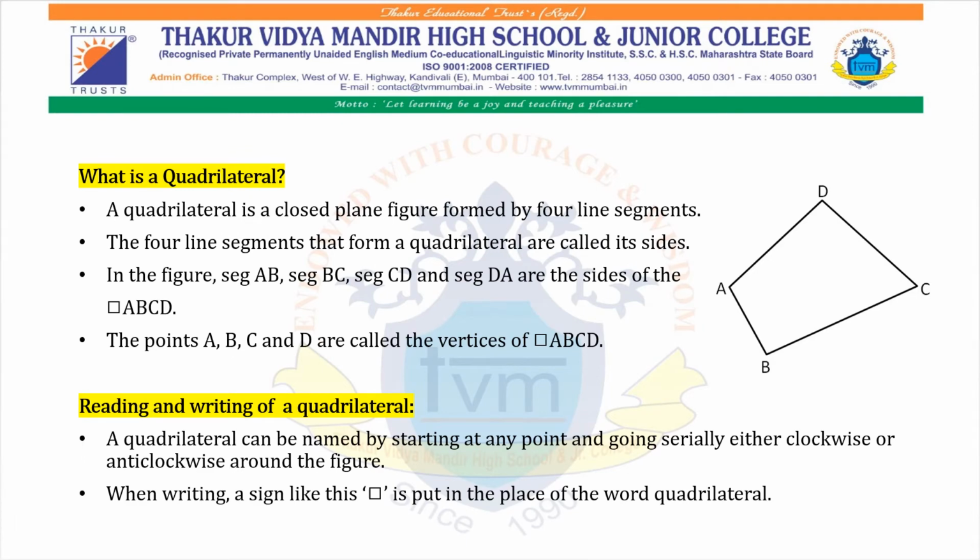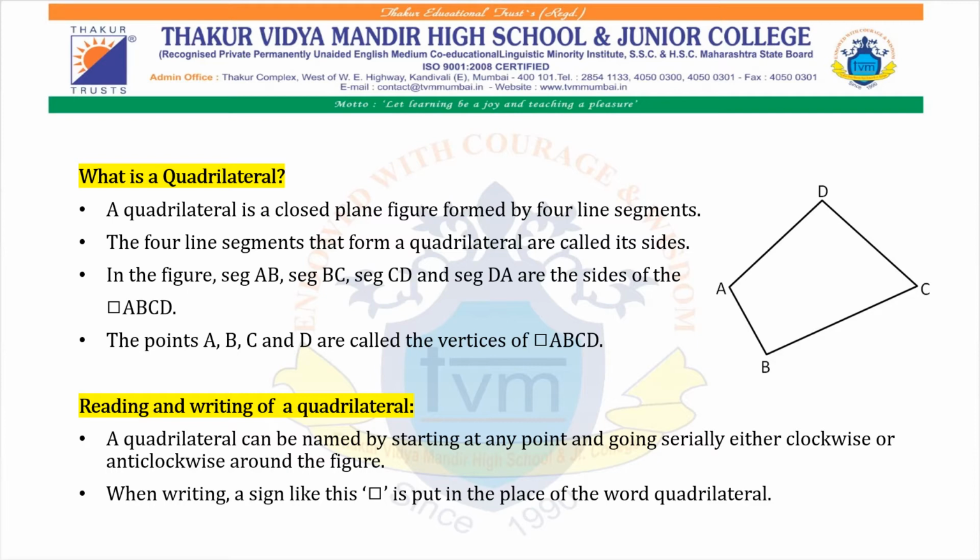A quadrilateral is a closed plane figure formed by four line segments. The four line segments that form a quadrilateral are called its sides. In the figure, seg AB, seg BC, seg CD and seg DA are the sides of the quadrilateral ABCD. The points A, B, C and D are called the vertices of quadrilateral ABCD.